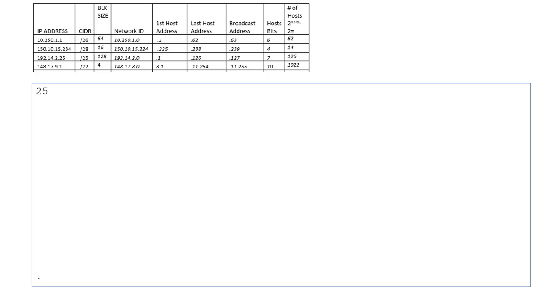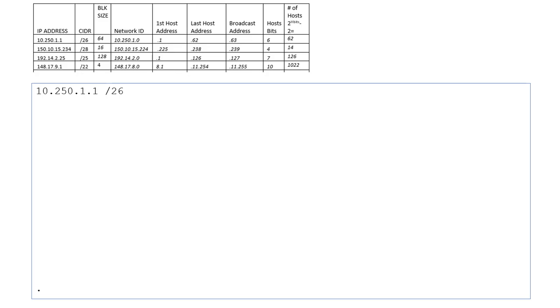And we've got 10.250.1.1, and we've got a /26. Now, if you recall, the last couple of problems that we were working were a /24, which said that the first 3 octets of the IP address were the network ID. Here we've got a /26, 2 more than the /24, and the /26 literally puts us into the 4th octet. Let's take a look at this.